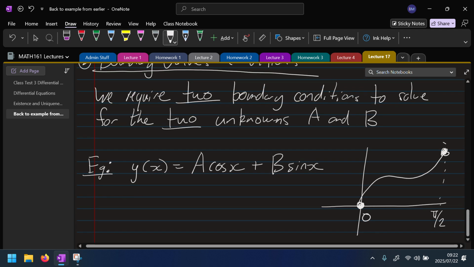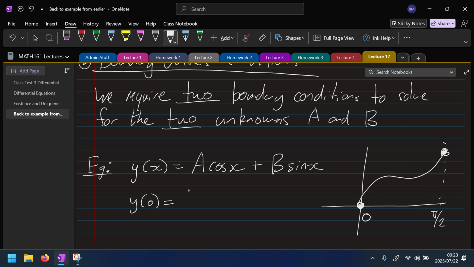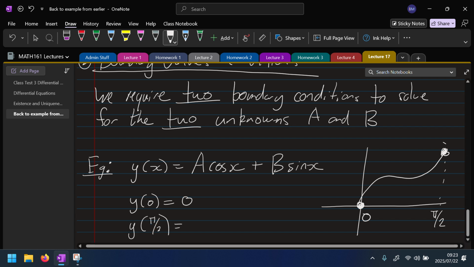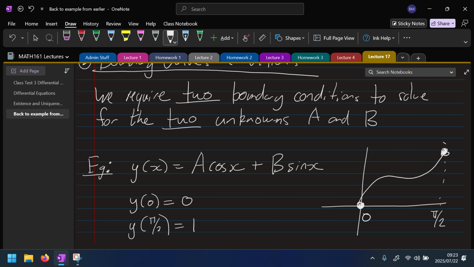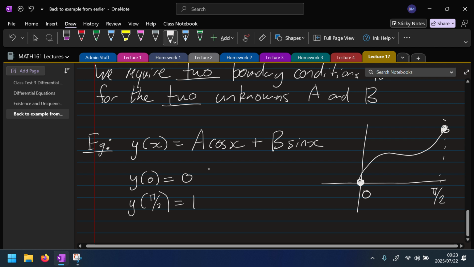So we can provide our boundary conditions as y at 0, let's say is 0, and y at pi over 2, let's say that's 1. So at the starting point, we provide the value of y. At the ending point, we provide another value of y. Starting point, ending point, you can also call those the boundaries. So these are the boundary conditions.